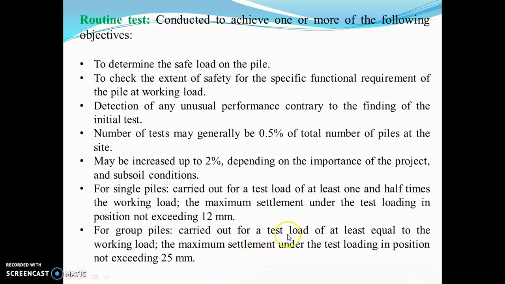So the initial test and routine test are very important before starting any type of test on piles. Here you have to note for single piles that the test load is at least 1.5 times the working load, and the maximum settlement under the test loading is not exceeding 12 mm. For a group of piles, it is carried out for a test load of at least equal to the working load, and the maximum settlement under the test loading is not exceeding 25 mm.